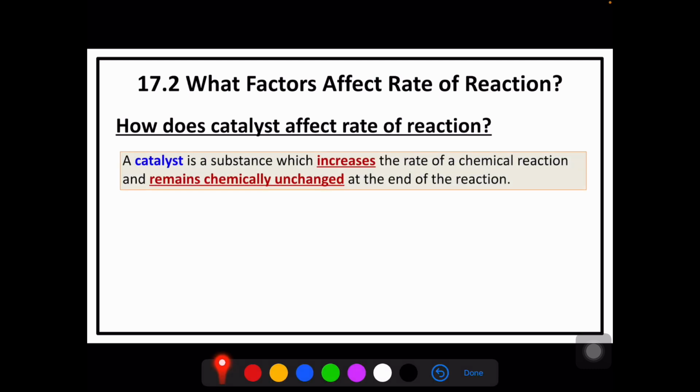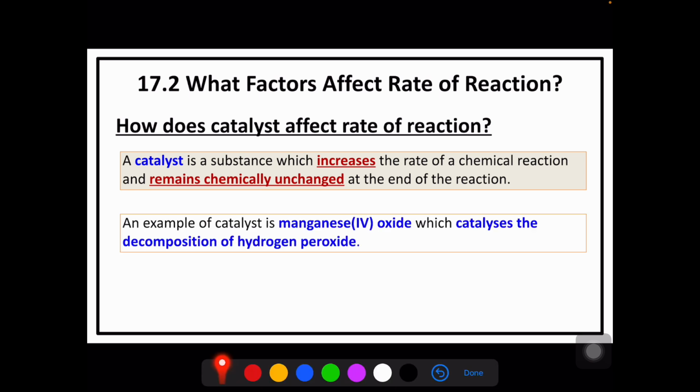For those of you who are not too sure what a catalyst means, basically a catalyst is a substance which can increase the rate of a chemical reaction, but remains chemically unchanged at the end of the reaction. So it's a new chemical that you introduce, but its job is to speed up the reaction, and itself doesn't change at the end of the whole thing. So you can reuse it over and over again.